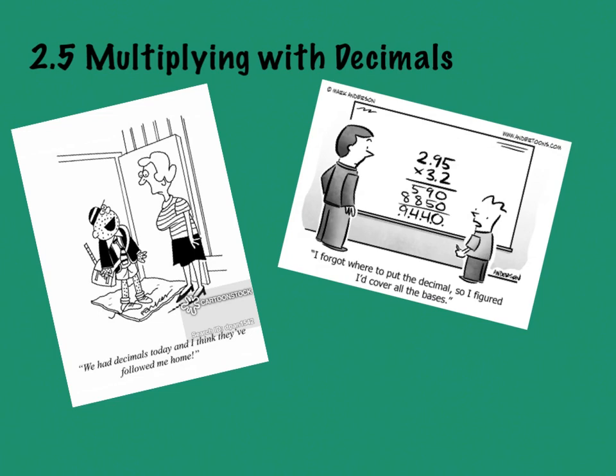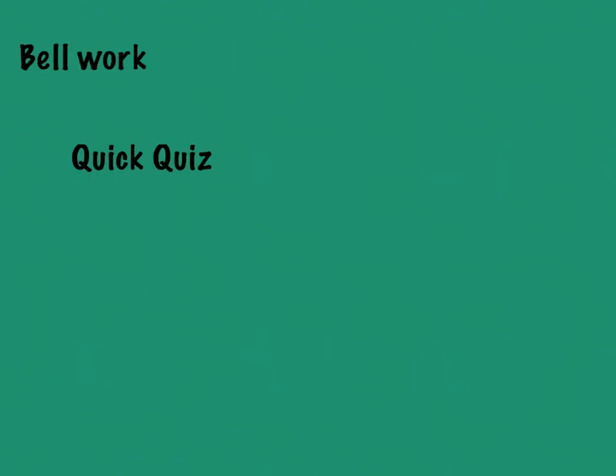All right, so here we go. For your bell work today, you are taking a quick quiz that is about fractions, multiplying and dividing fractions. So there will be no bell work today. In fact, you can cross off Monday's bell work in your journal.